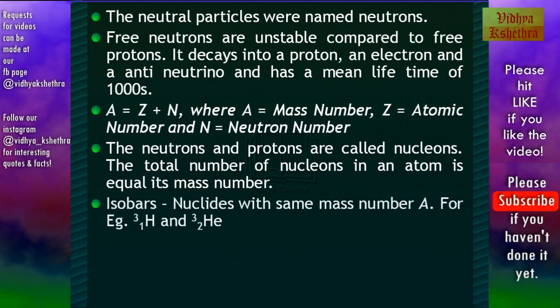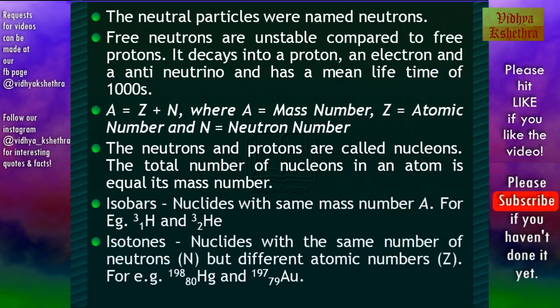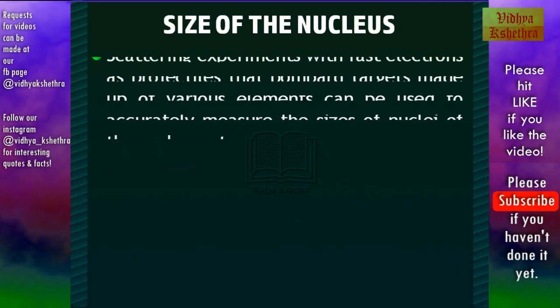Isobars are nuclides with the same mass number A, and examples are hydrogen-3 and helium-3. Now isotones are nuclides with the same number of neutrons but different atomic numbers. Example: Hg-80 and Au-79.